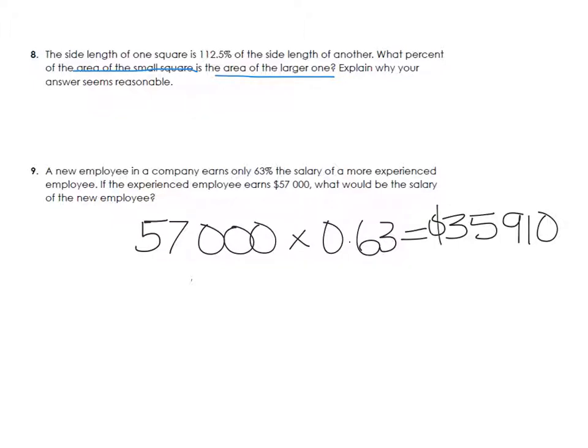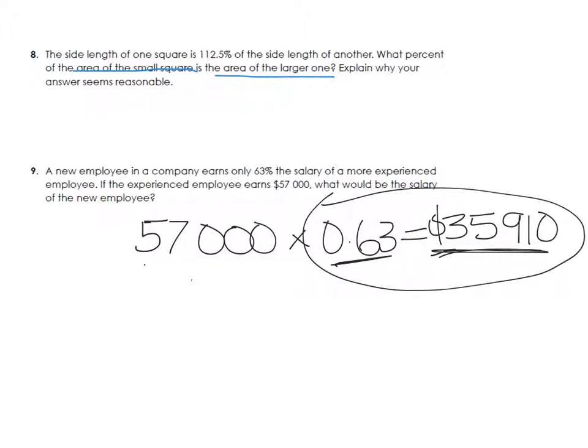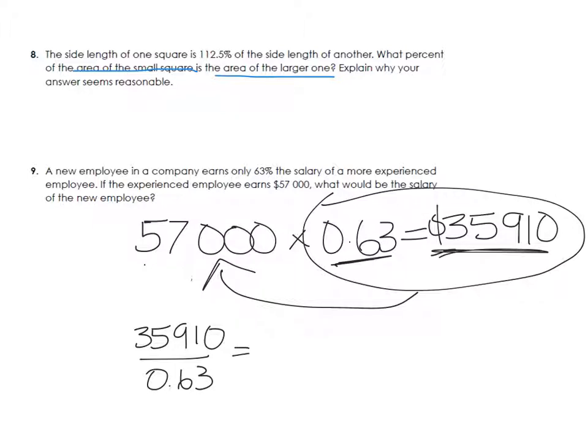And so, very basic question, but before we move on, what if they told you that 63% of what the experienced employee earns is 35,910? How would we use this information here to find that information here? Well, we would just do the opposite. We would do 35,910 divided by 63, and that gives us 57,000. So if the question had said a new employee in a company earns $35,910, which is 63% of what an experienced employee earns, what does the experienced employee earn? Well, then you would just find what 35,910 is 63% of by dividing by 0.63.